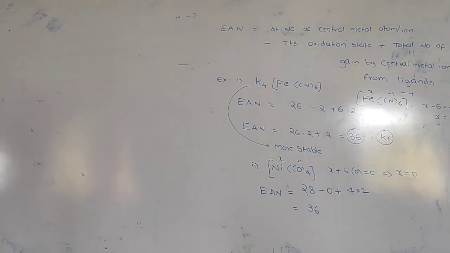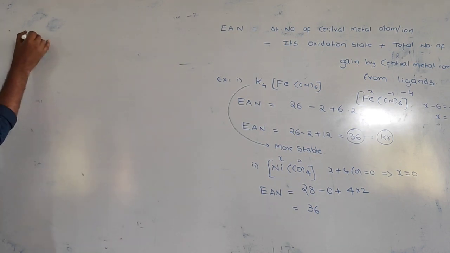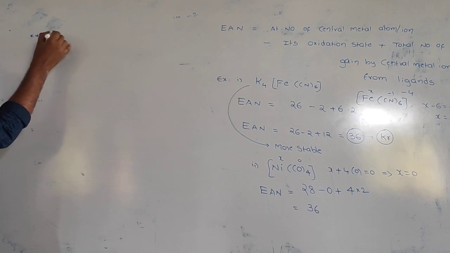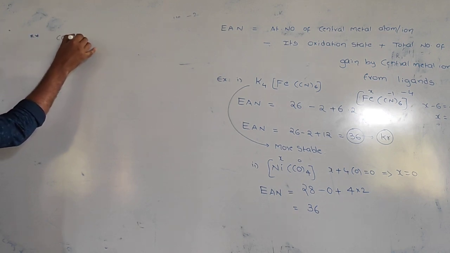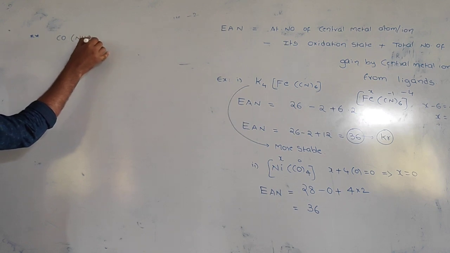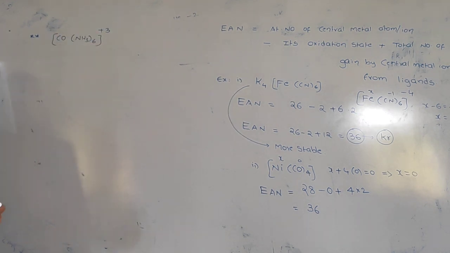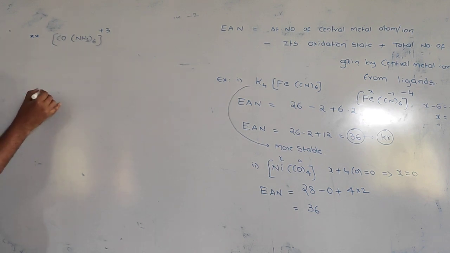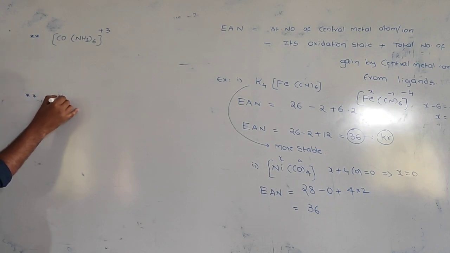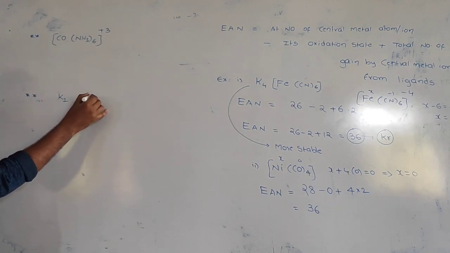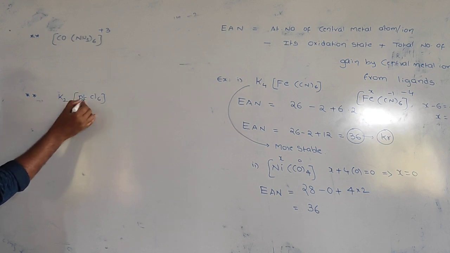Now I'm ready to give you examples to calculate EAN. Co(NH3)6 3+, K2PtCl6.